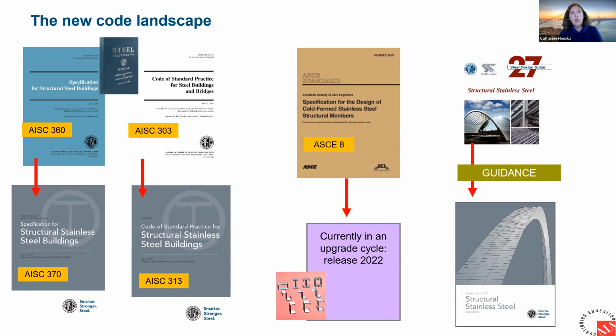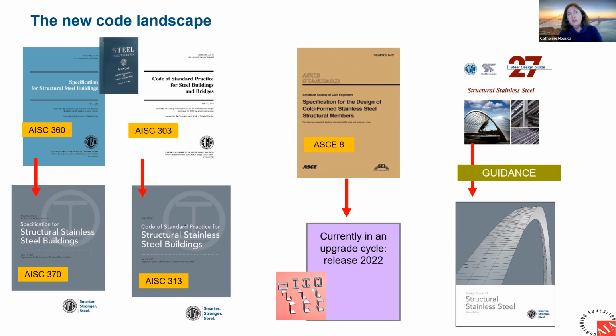We had to develop a code of standard practice specifically for stainless steel because the carbon steel code of standard practice, which determines what is necessary in terms of fabrication and handling and those kinds of issues, wasn't appropriate. We needed something very specific for this material.